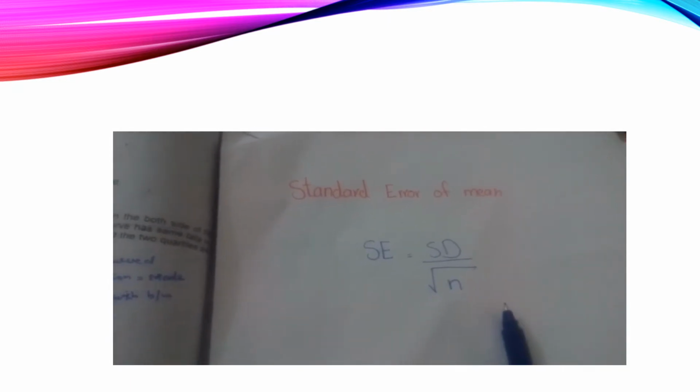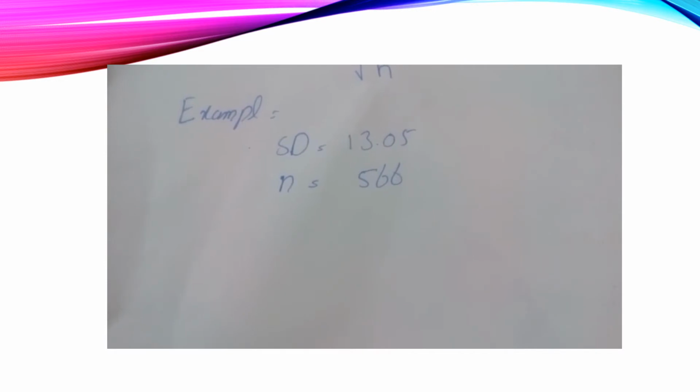Standard error of mean. This is the formula of the standard error of mean: standard deviation divided by the square root of n, where n is the total number, the sample size. To understand the concept of standard error of mean, what it is and how it is calculated, let's do one example. This is the standard deviation and this is the sample size.